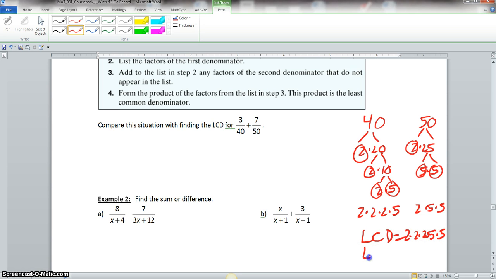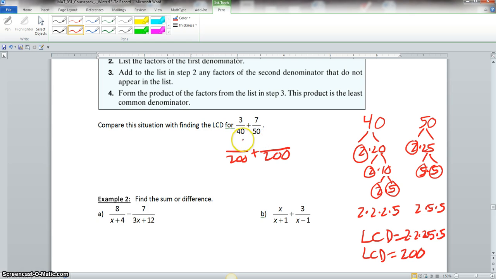So our LCD is equal to 2 times 2, which is 4, times 2 is 8, times 5 is 40, times 5 is 200. Now remember, that's 2 times 5, not 25. So our LCD here is 200. So that will be our new denominator.